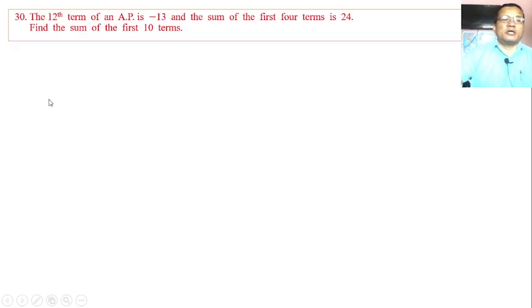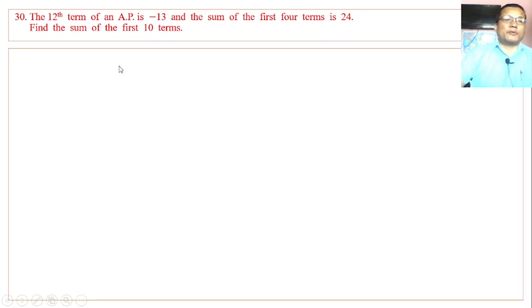Question number 30. The 12th term of an AP is minus 13 and the sum of the first 4 terms is 24. Find the sum of the first 10 terms. Here A12 is minus 13, S4 is 24. We have to find out S10.